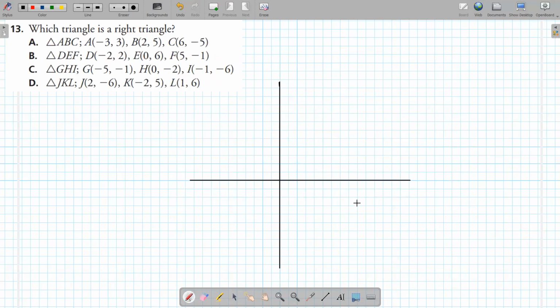-3, 3. So our A is gonna be -3 and 1, 2, 3 up there. That's our A. For the first triangle anyways, our B is 2, 5. So 2 and 1, 2, 3, 4, 5. That's our B. And our C is 6 and negative 5. So 3, 4, 5, 6. 1, 2, 3, 4, 5, 6, and negative 5. And then we're going to join the dots to see if it looks like a right triangle.